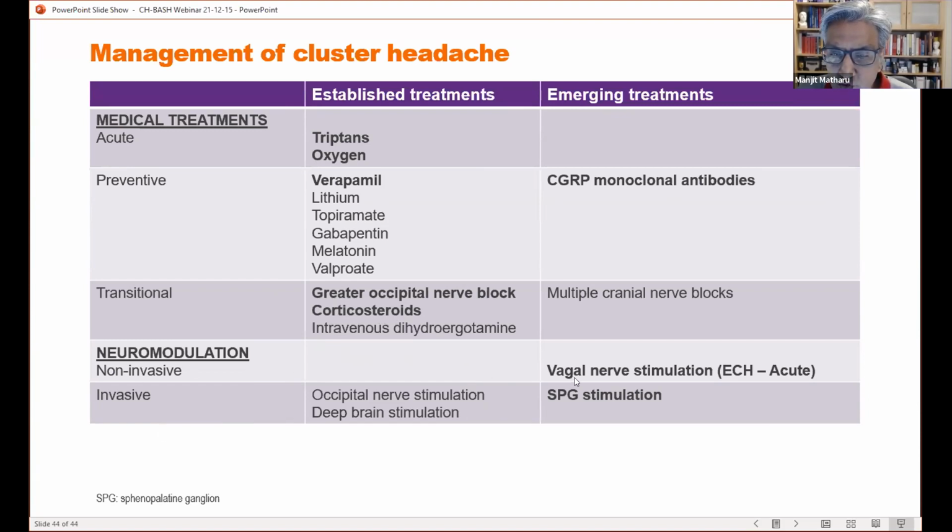In terms of neuromodulation, there's evidence for using the vagal nerve stimulator in episodic cluster headaches as an acute treatment, and the SPG stimulation has very good data. Everything else that is not in bold, we don't really have very good evidence for using, but nonetheless, those are treatments we often have to use given the devastating nature of this condition. I'll stop there. Thank you very much.